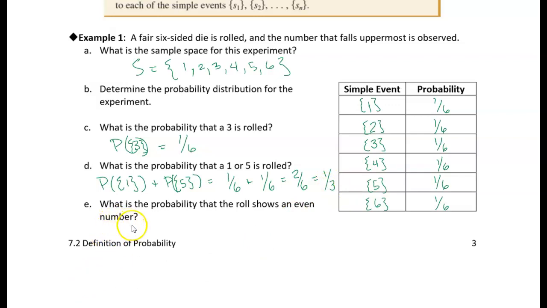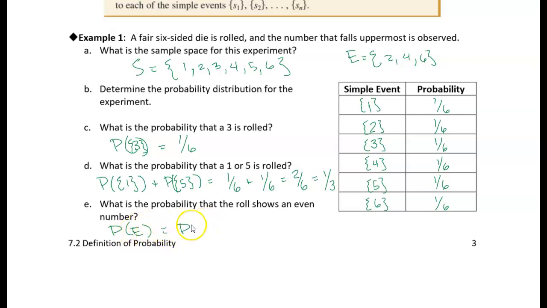The next question asks, what is the probability that the roll shows an even number? All right, so I'm just going to write that as the probability of even. Now I could write out the event. If I wanted to write the event out, it would be even, right? So it'd be the event of 2 or 4 or 6. That's the event we're looking for. And then if I define my event that way, I could actually just write this as the probability of event E. Right, E for even.